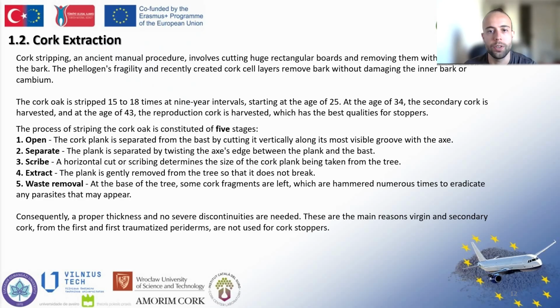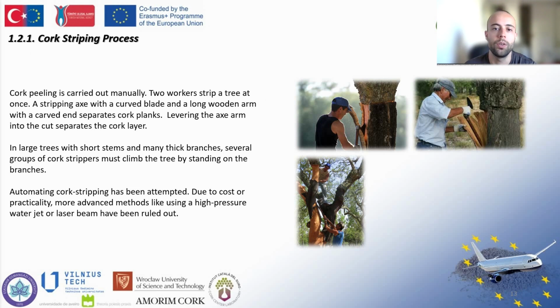Cork oak trees are stripped 15 to 18 times at 9-year intervals, starting at age 25, with the best cork harvested at age 43. The process involves 5 stages: opening, separating, screening, extracting, and then waste removal. The cork stripping is a manual process and requires high-skilled workers. Cork is extracted by carefully separating the bark from the tree to avoid irreparable damage to the tree.